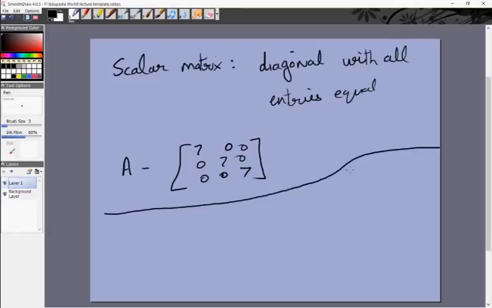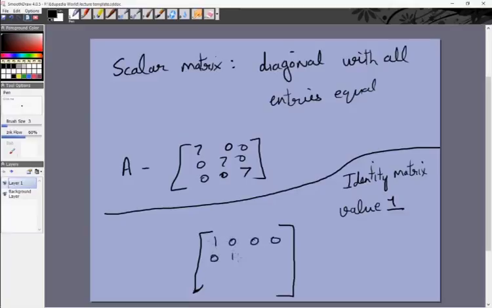And finally you have the identity matrix. An identity matrix is just a scalar matrix with value 1. So it is a matrix of the form. Now remember, the number of rows and columns is not fixed. It could be a 3 cross 3 or a 4 cross 4 or a 7 cross 7 matrix. I'll just make it for a 4 cross 4 matrix. It will be 1, 0, 0, 0, 0, 1, 0, 0, 0, 0, 1, 0, 0, 0, 0, 1. And this matrix is generally referred to by the capital letter I.